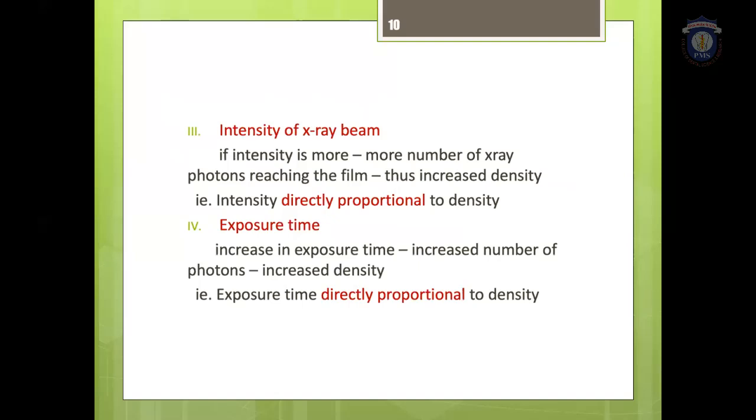Intensity of an X-ray beam. If the intensity is more, more X-ray photons reach the film, thus again there will be increased density. Intensity is also directly proportional to density. Exposure time. Increase in exposure time increases the number of photons, so again there will be increased density. In short, exposure time is also directly proportional to the density.